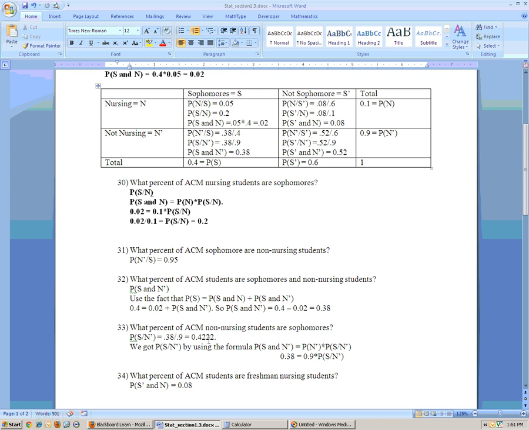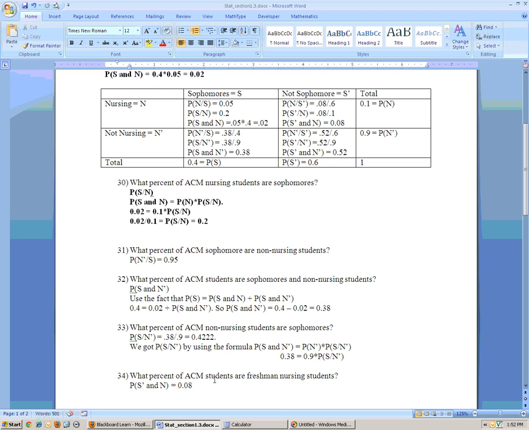The reason we did that is because we got this by using the formula that the probability of S and not N is equal to the probability of not N times the probability of S given not N. Well, the probability of S and not N is right here, 0.38. The probability of not nursing is 0.9, and here's our unknown. So how do we get this? We take the 0.38 divided by the 0.9, and that's what we did right there.